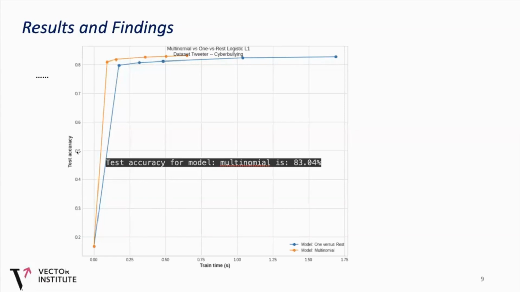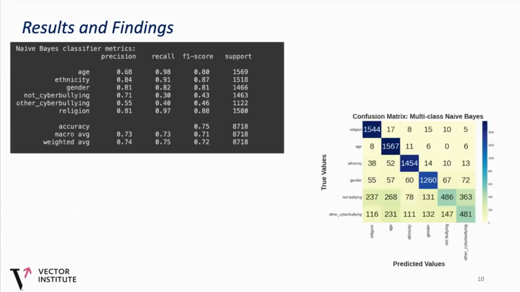The one versus the rest takes one class and the rest and compares one against the rest, goes to the next class, takes that class compared to the rest, and in the end it aggregates to see which is the best predictor for that class. So the multinomial model here had 83.0%.